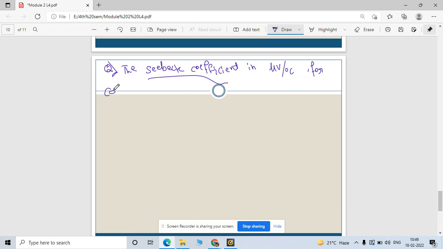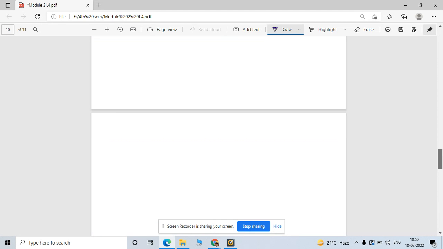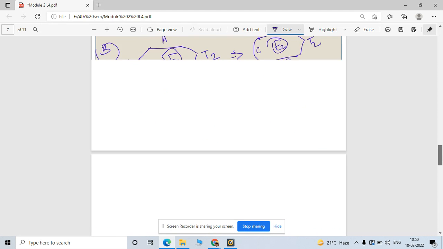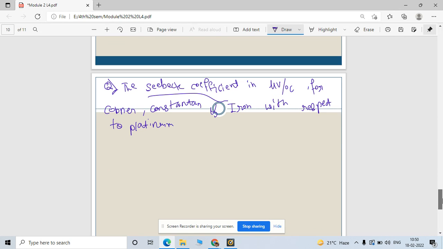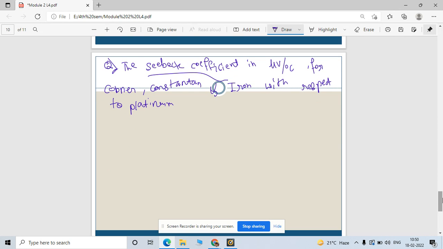for the copper, constant and iron with respect to platinum. Now, in this thermocouple, wherever platinum is given, you use it as a reference, right.